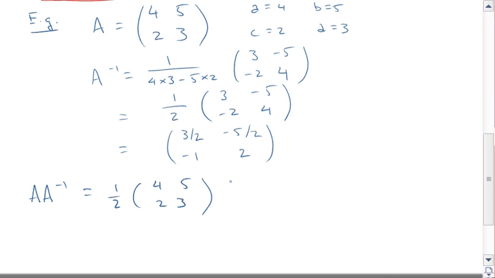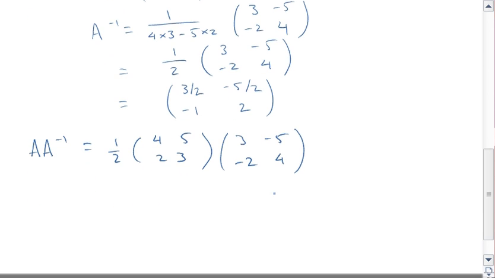So 4, 5, 2, 3, and then the inverse was 1/2 times 3, negative 5, negative 2, 4. Alright, so let's do this multiplication. So this is 1/2. I'm going to do this quickly because I figure you guys should be really good at matrix multiplication by now. So we're going to do row 1 times column 1, right? 4 times 3 is 12, plus 5 times negative 2 is negative 10, so 12 minus 10 is 2.